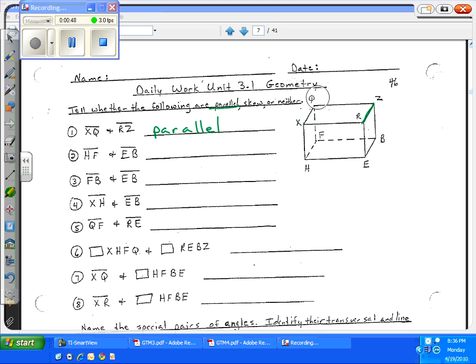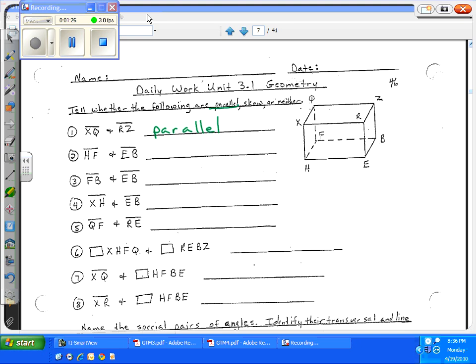Number two, we have HF, which is here. We have EB, which is here. So again, what you're going to do is you're going to see where they're at, even draw them if you need to, and make that decision. That is two coplanar lines. They both lie in the plane of the bottom. They never intersect. So you can finish that.